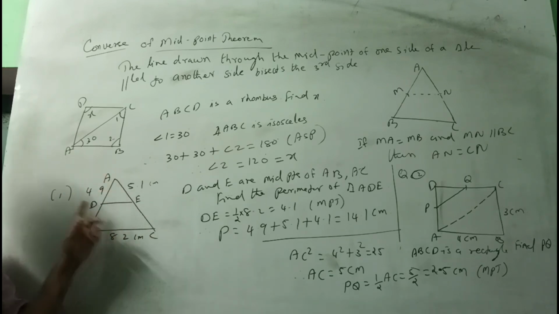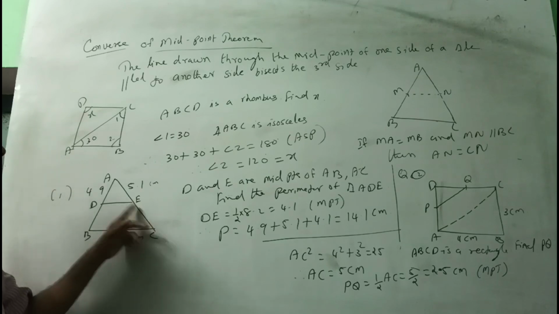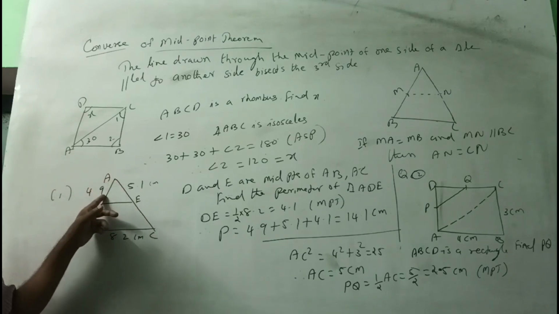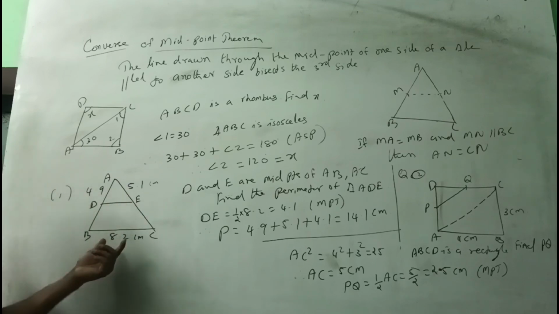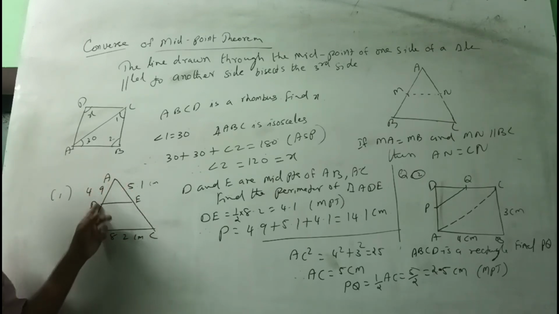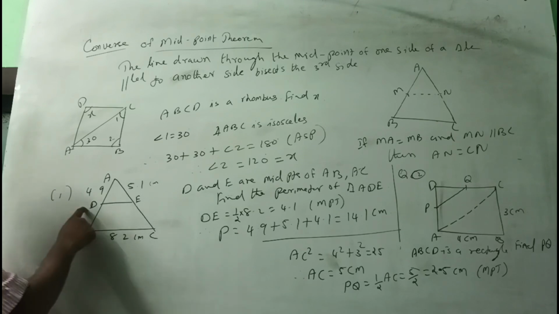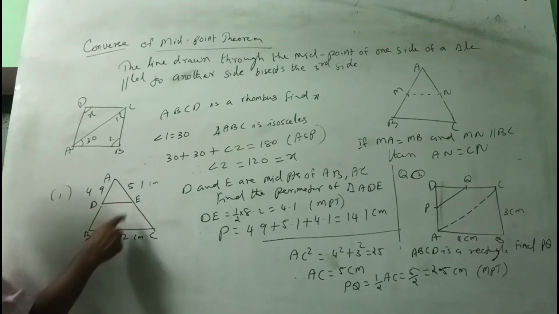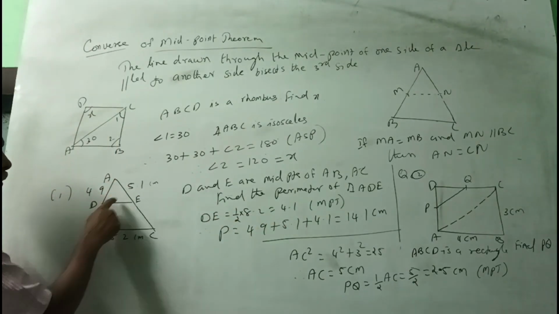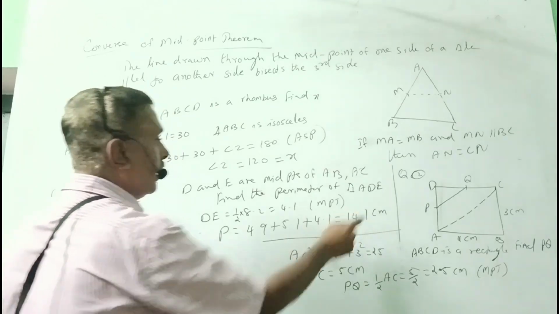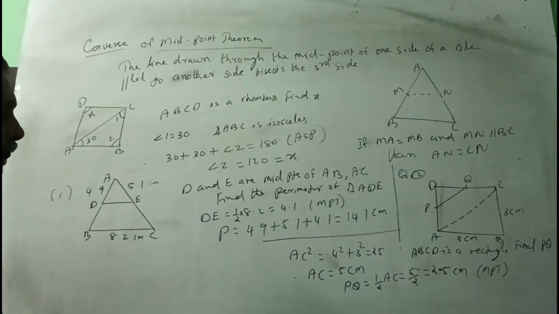In this triangle, D and E are the midpoints. AD is given as 4.9 centimeter, this is 5.1, and this is given as 8.2. You need to find the perimeter of the triangle. Very simple. D and E are midpoints, so DE is equal to half of this, so this will come 4.1. Now find the perimeter, adding all three sides, we get 14.1 centimeter.